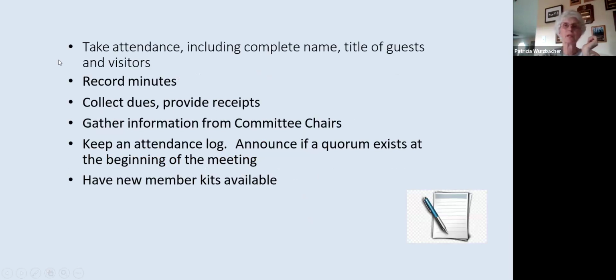Oh, there we go. Take attendance, including the complete name, title of guest, and visitors. I don't know if you can still do it on the portal. I had not tried it, but there are attendance sheets that I used to print out from the old portal. So I would just have that list with me and just check off who was there. And I wrote there the guests and visitors. That was important for me to keep a list of the guests and visitors, because I would send them a thank you note for coming to the meeting and for being there.